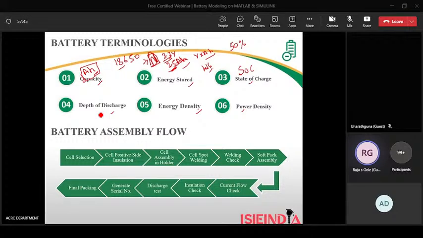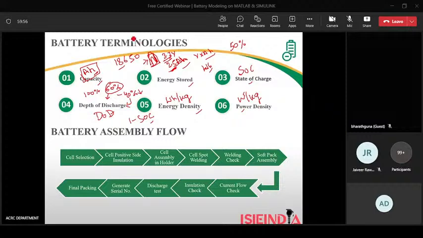DOD means how much energy is used, how much percentage of discharge has been done. So that is depth of discharge. And energy density. Before assembly of the cells, we do some energy calculation, and then I will first explain what happens inside.